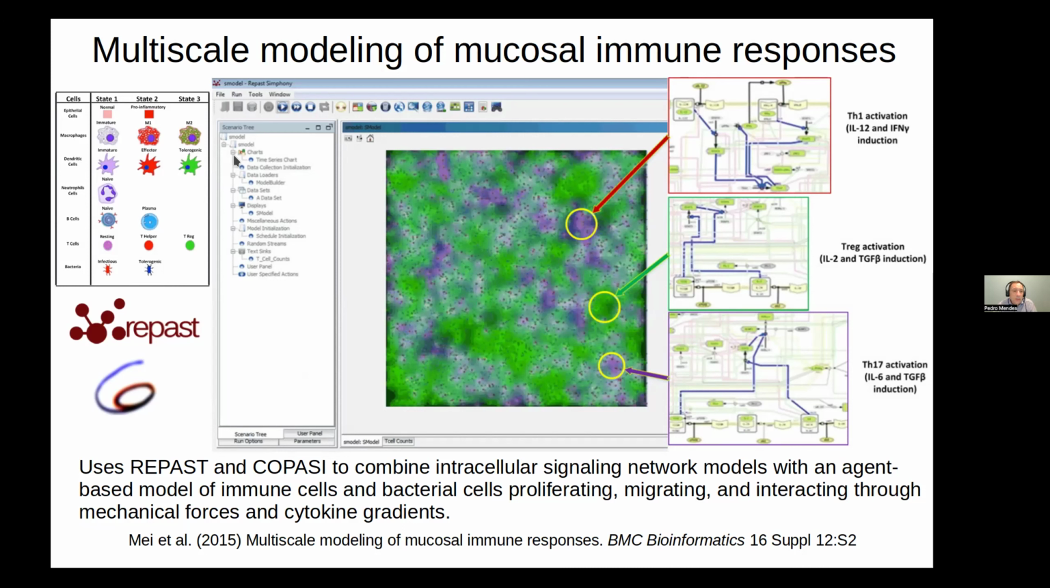And then these cell types, in this case, there are different signaling networks that each of them carry depending on what type of cells they are. Again, COPASI was used to run the internal biochemical networks of each of the separate and different cells. Again, this was still about 10 years ago or so.